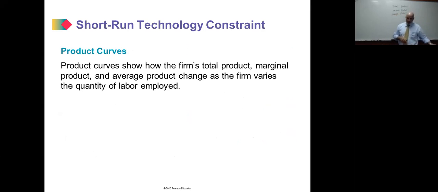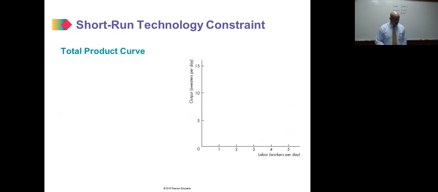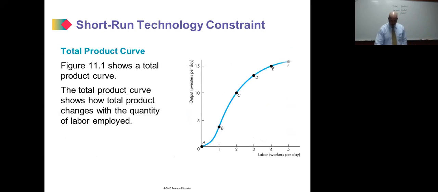Now, product curves show how the firm's total product, marginal product, and average product change as the firm varies the quantity of labor employed. Here we're going to have a total product curve on figure 11.1. It's going to show us how total product changes with the quantity of labor employed. So then we're going to put a graph here. Let me move this slide up.